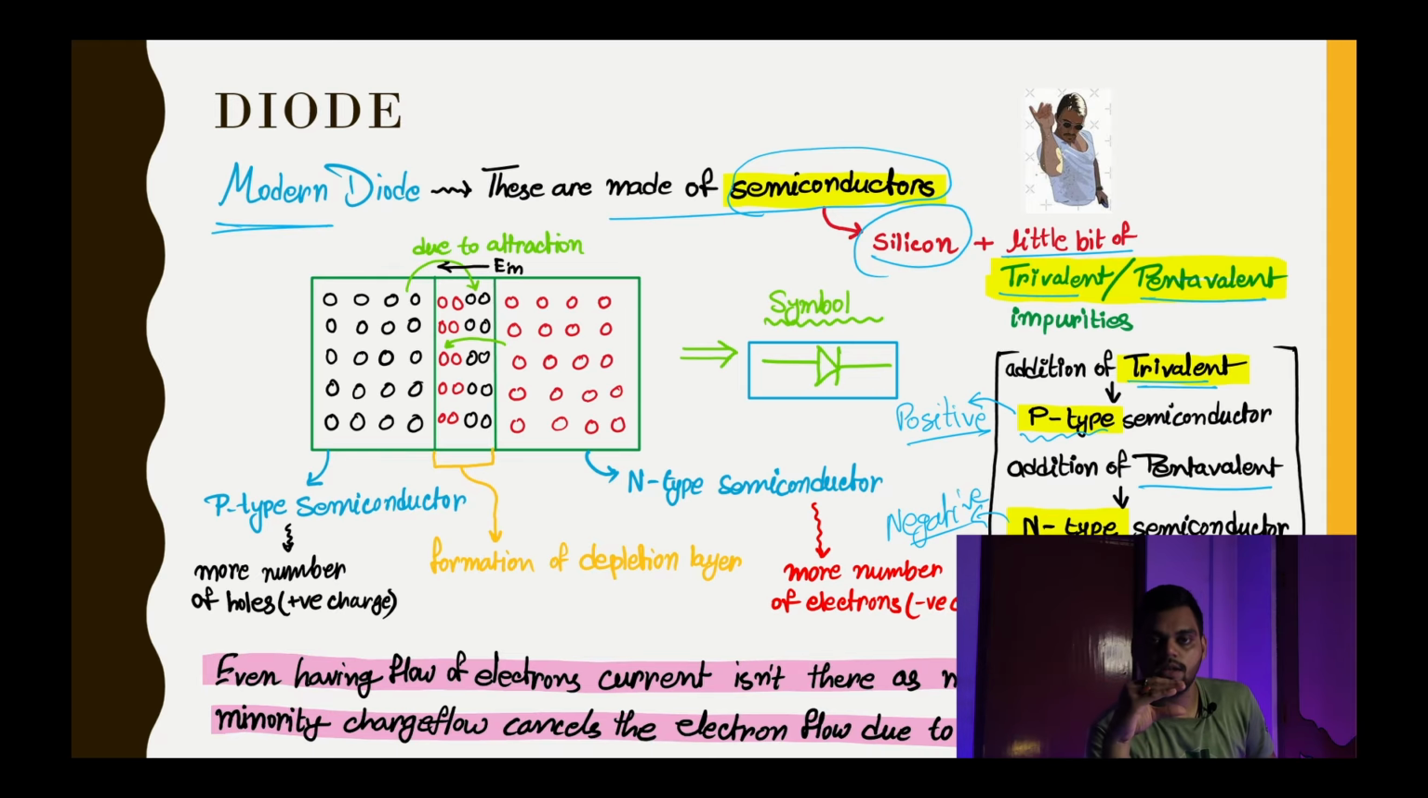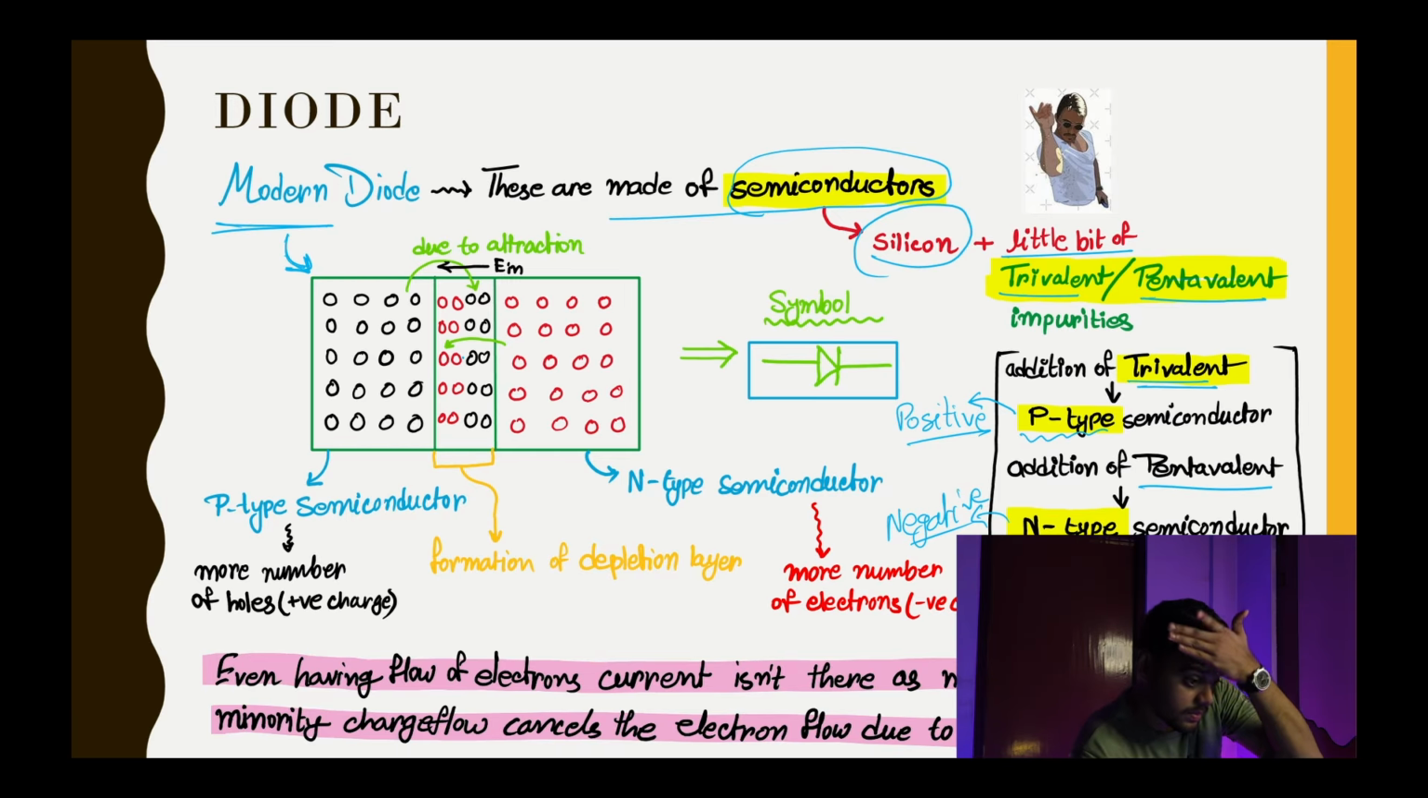And as we take the n-type semiconductor, it will be filled with some pentavalent impurities, so it will have more electrons. As there are more electrons, we can say electrons are the majority in this semiconductor, and in the p-type semiconductor, holes are the majority. We can say positive charges are the majority. Okay, so now how are modern diodes formed?